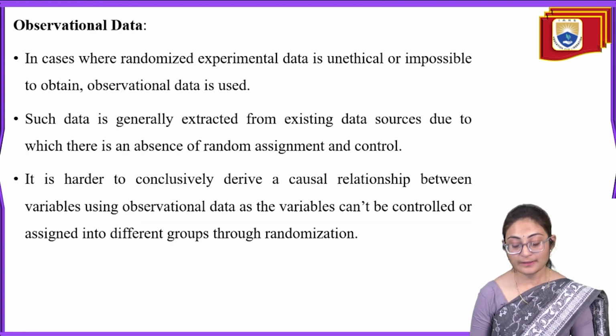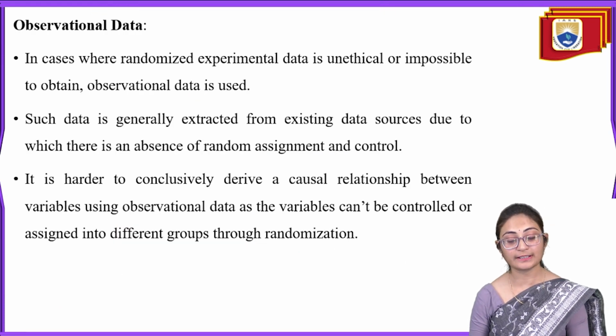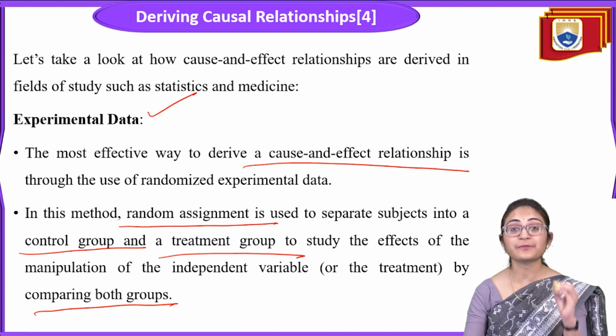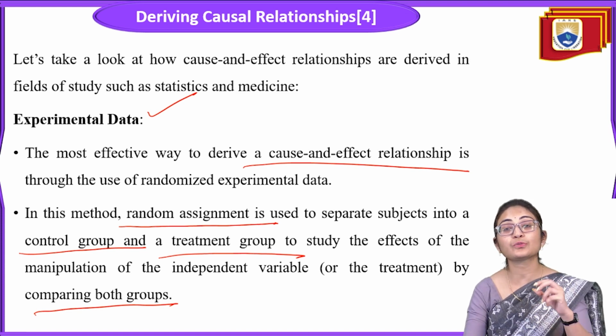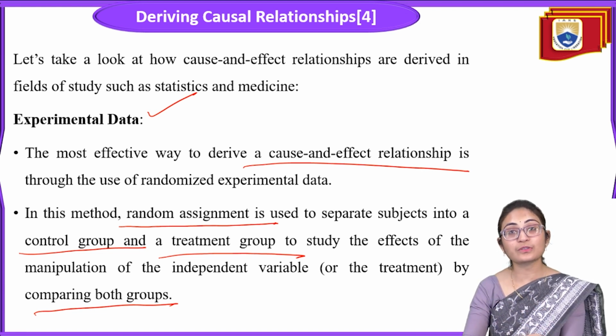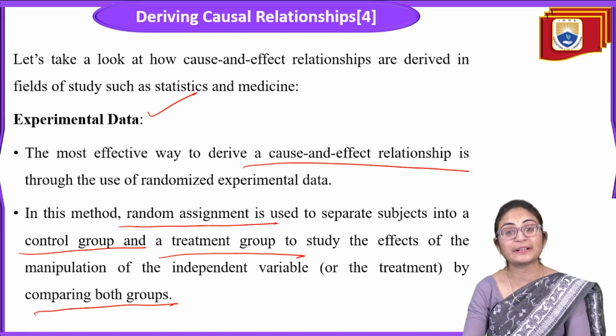Then after that, the first one was experimental data, the second one is observational data. That means in experimental data, you have to do some treatment, you have to do some experiment. After that, you can get the relationship between the variables, and you can get some variables also, the independent variable.